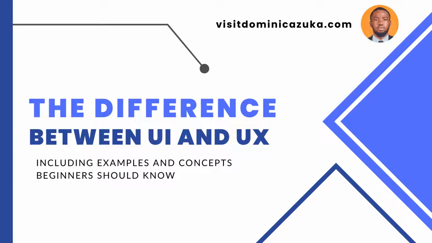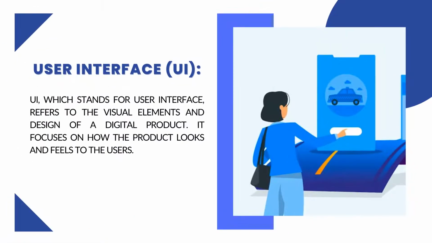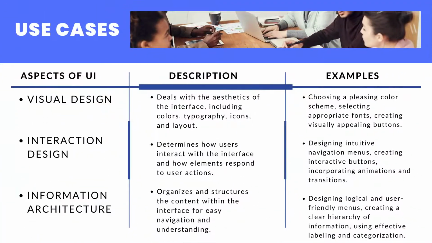We'll start off by looking at the difference between UI, which stands for user interface, and UX, which stands for user experience. First off, the user interface refers to the visual elements and design of a digital product. It focuses on how the product looks and feels to the users. We'll then move on to use cases. Aspects of UI will start off with visual design, which deals with the aesthetics of the interface, including colors, typography, icons, and layouts.